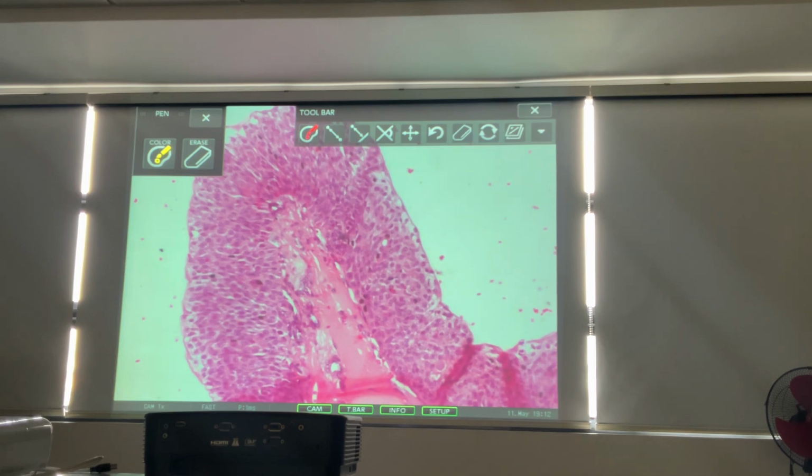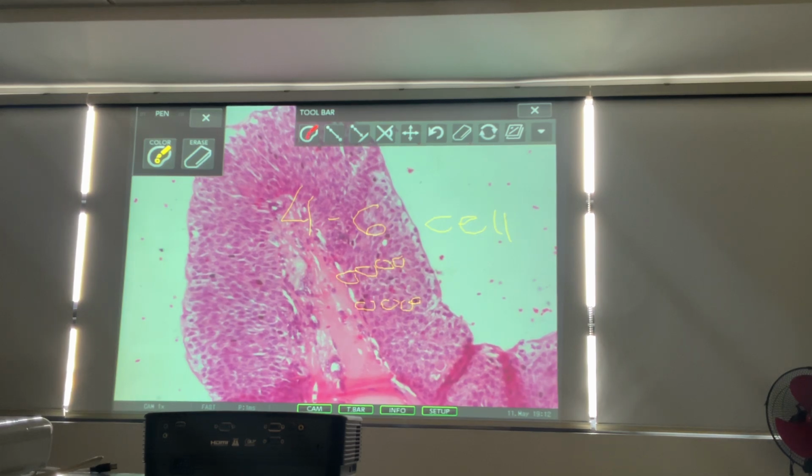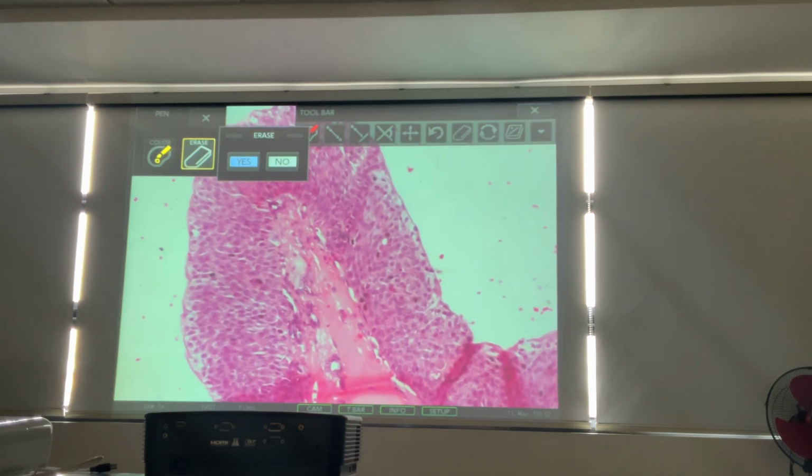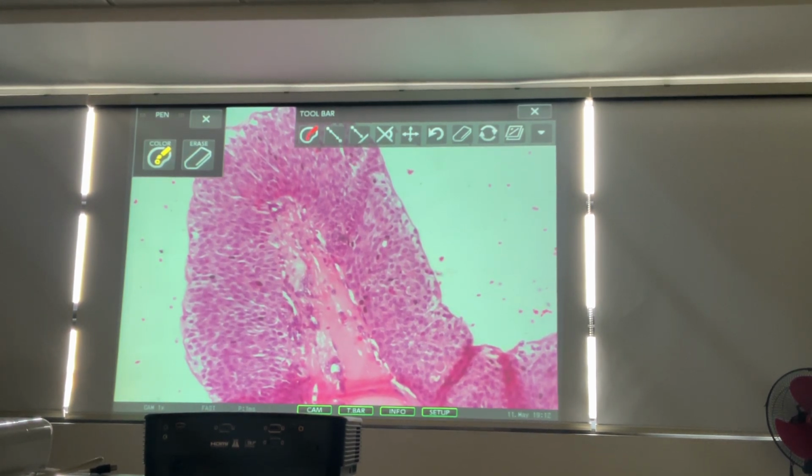And your transitional epithelium is normally, if you count the number of nuclei, just 4 to 6 cell layers thick. So if you count from the basement membrane going up, there should only be 4 to 6 layers of nuclei piling on top of each other. But notice, in this tumor, there are more than 6 nuclei piling on top of each other.